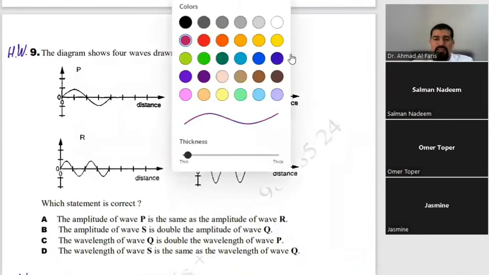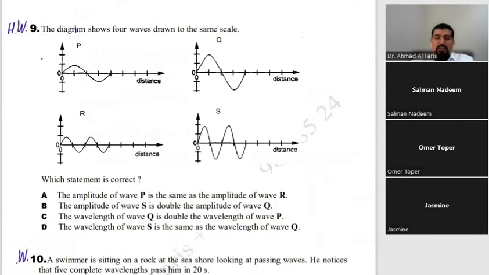Number 9, what do we have here? They said the diagram shows 4 waves drawn at the same scale. P, as you can see, has 4 divisions for the wavelength, 1 division for the amplitude. Q, 4 divisions for wavelength, 2 divisions for the amplitude. R, 1 division for the amplitude, 2 divisions for wavelength. S, 2 divisions for wavelength, 2 divisions for what? Amplitude. Which statement is correct? Who can tell me which statement is correct?